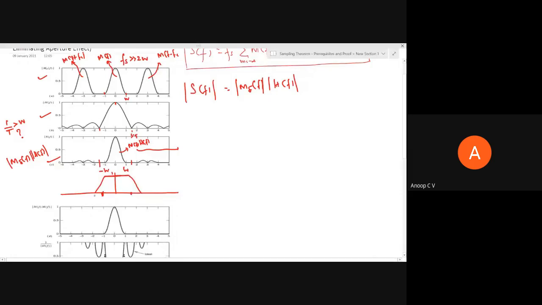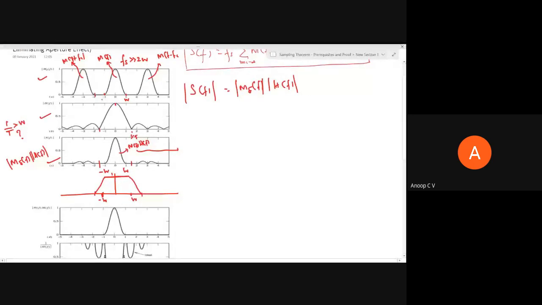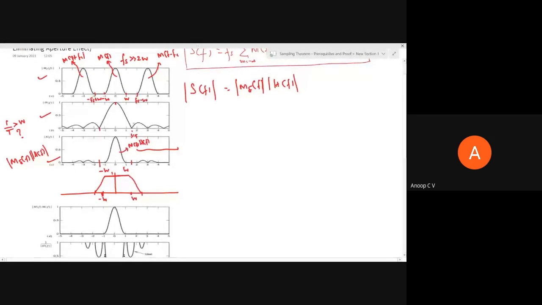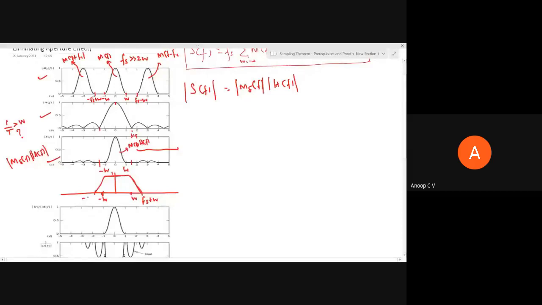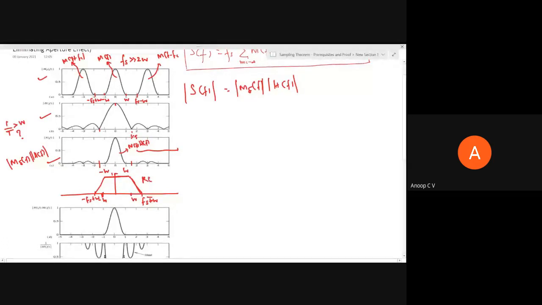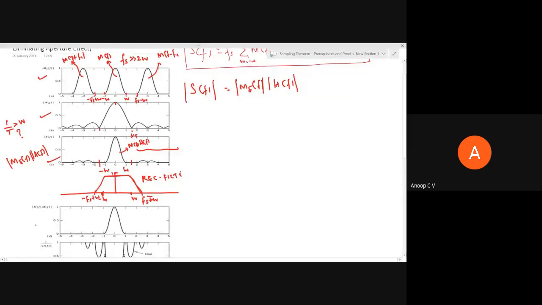So this will be minus W to plus W, and what should these values be? Up to which value can you go? If this is minus W, this value will be minus fs plus W, and this will be fs minus W. So this transition region or roll-off can reach a maximum up to fs minus W and minus fs plus W. This should be the transfer function of a reconstruction filter.